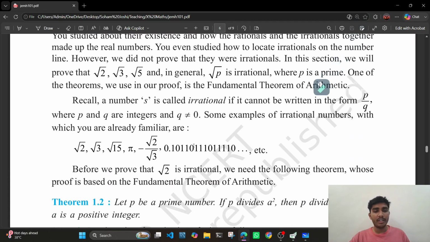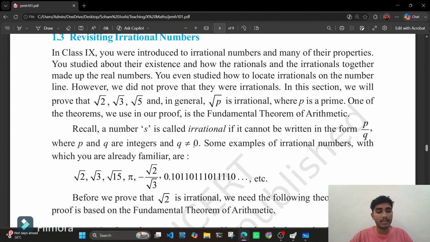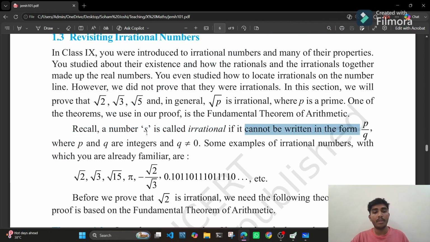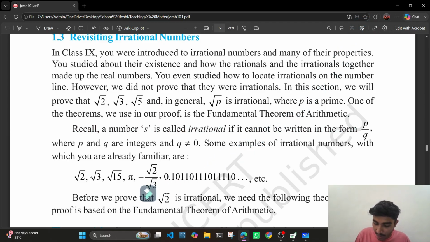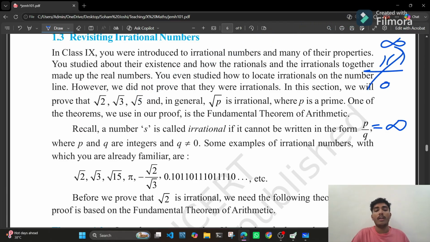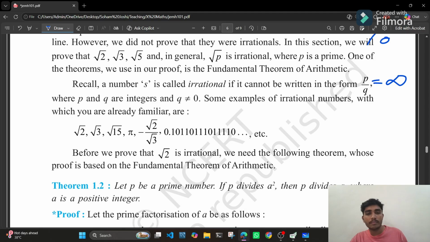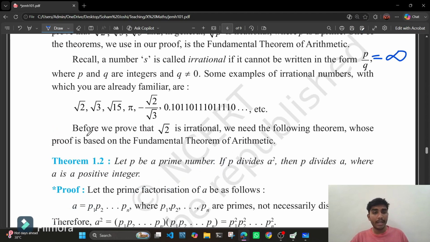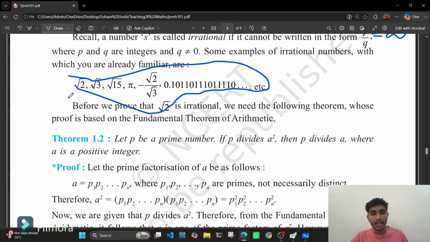So moving further, we have irrational numbers also. I just explained what irrational numbers are. Irrational numbers are the numbers that cannot be written in the form p by q, where p and q are integers and q is not equal to zero. If q becomes zero, then the number becomes infinity, because anything upon zero is infinity. You will learn this in higher standards. So we have root 2, root 3, pi, minus 2, minus root 2 upon root 3, etc.